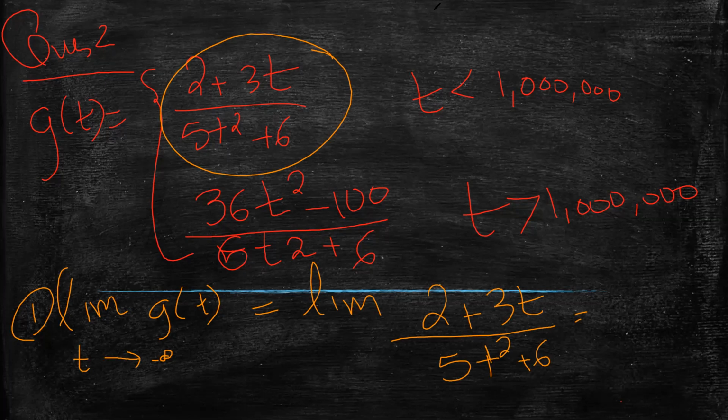Maryam Hamdi. Yes, teacher. Limit 2 plus 3t over 5t squared plus 6. Okay. Here now t approaches negative infinity. Where's negative infinity? Is it greater than 1 million or less than 1 million?